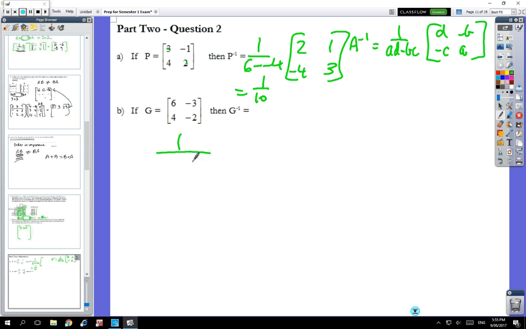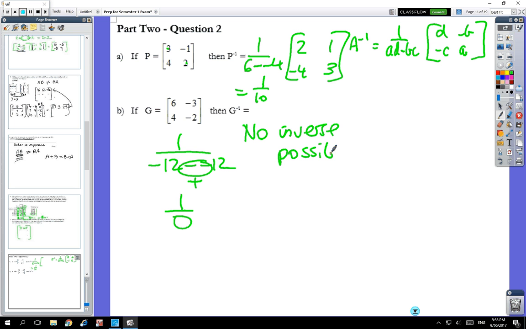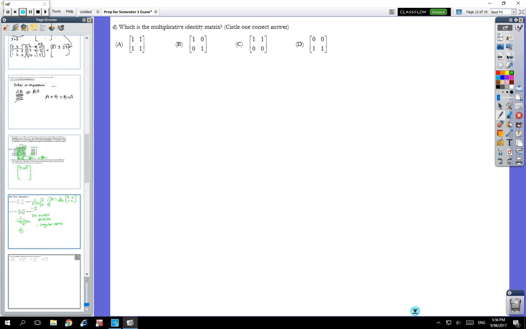Okay, 1 over minus 12 minus 12. Now, minus 12 plus 12 equals 0, so no inverse possible. So it's a singular matrix. So when we did the AD minus BC, minus 12 minus 12 are the same number, so you can't get an inverse.